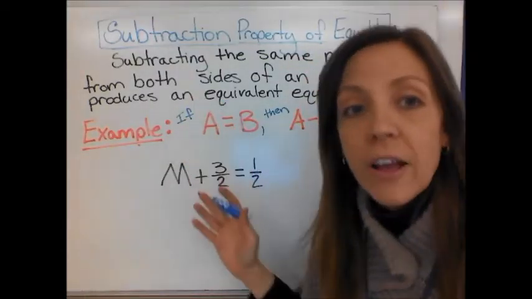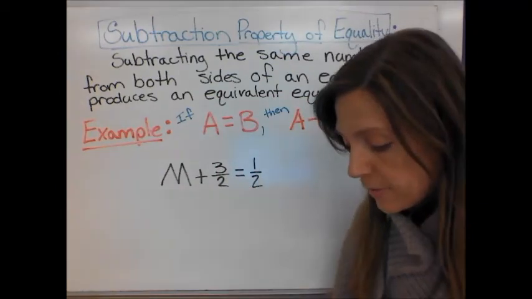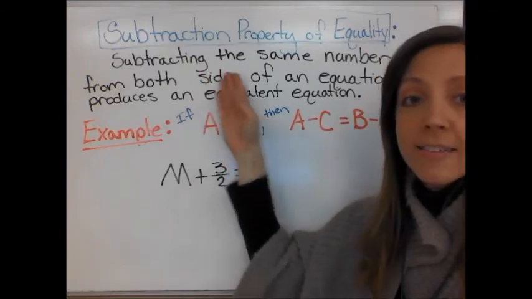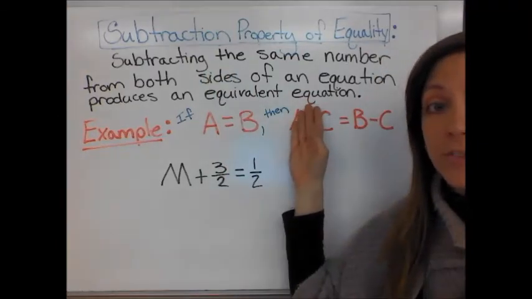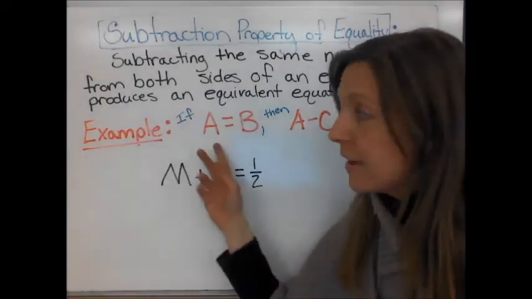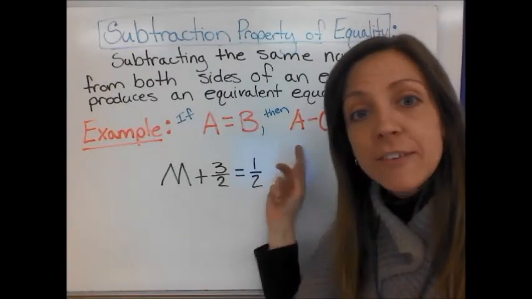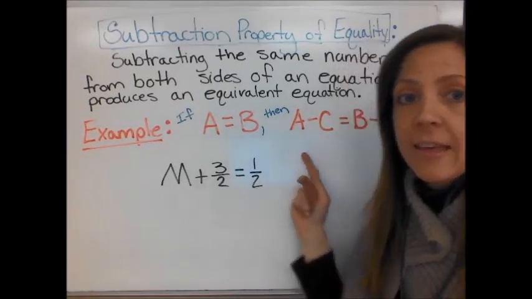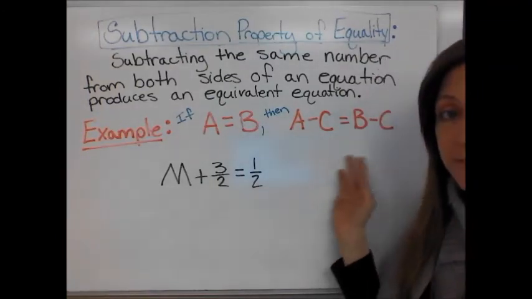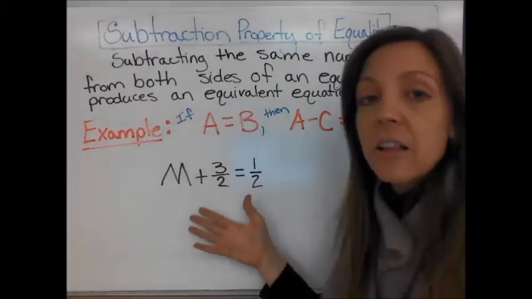Let's look at the subtraction property of equality. It's very similar to the addition property of equality, except this time it says that subtracting the same number from both sides of an equation produces an equivalent equation. For example, if A is equal to B once again, if I subtract C from A, then I also subtract C from B, then they're both still equal. Let's take a look at that.